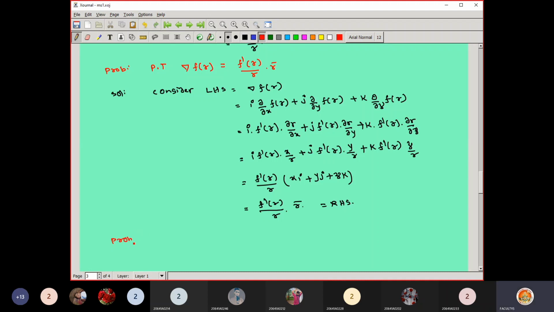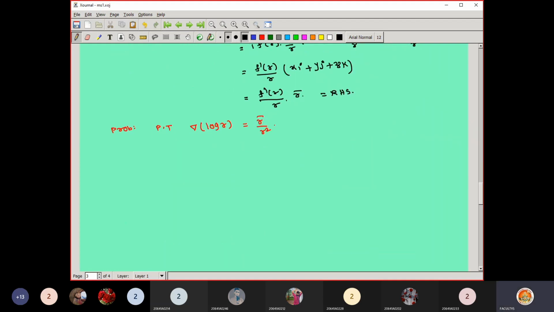So the next problem is prove that del of logarithm of r is equal to r bar by r square. Asking to prove del of log r. Only the del symbol they have given and we need to prove that one. If there is a provision, you can prove it.